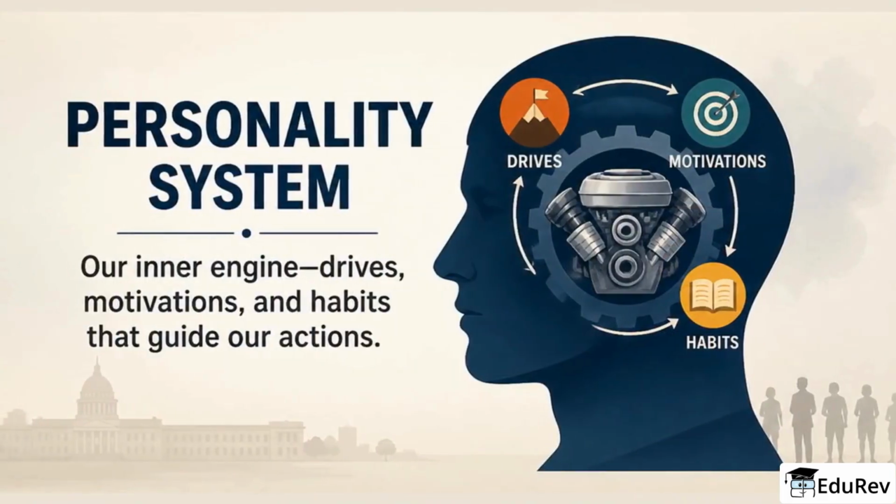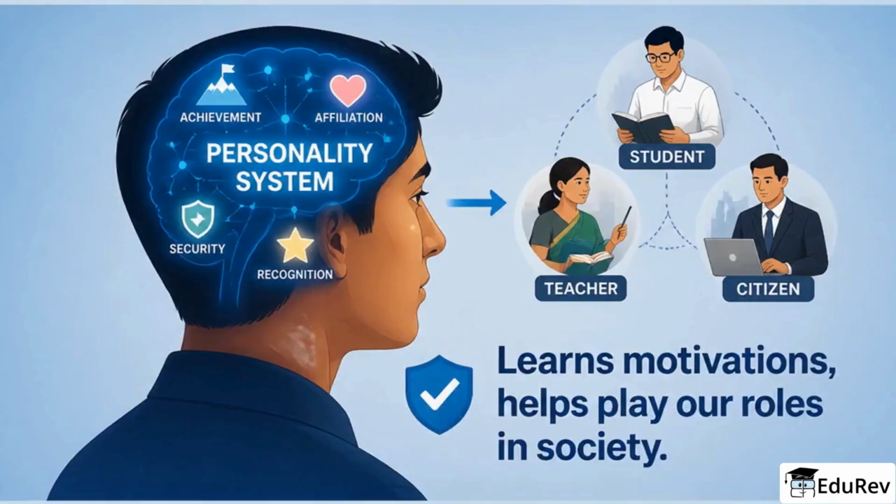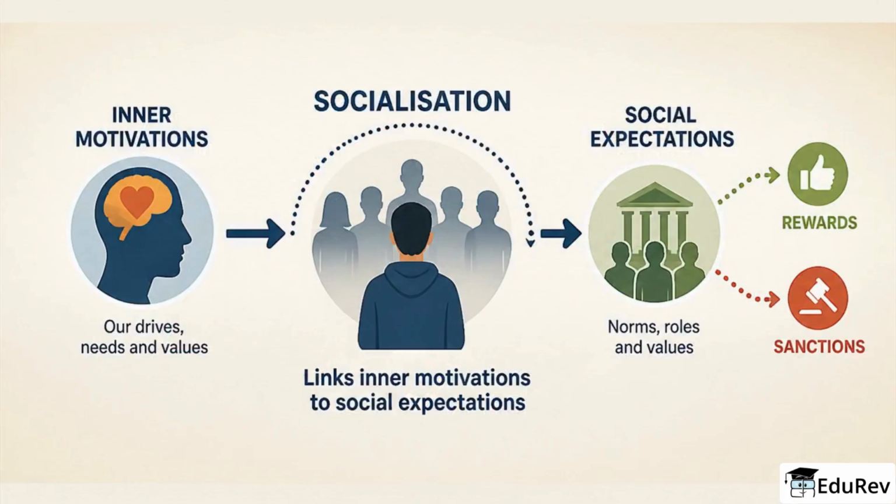Think of the personality system as the individual engine, our drives, motivations, and learned habits that make us act. The personality system learns and keeps our motivations so we can play our social roles properly. Socialization is at the core here. It links a person's inner motivations to social expectations through rewards and sanctions.